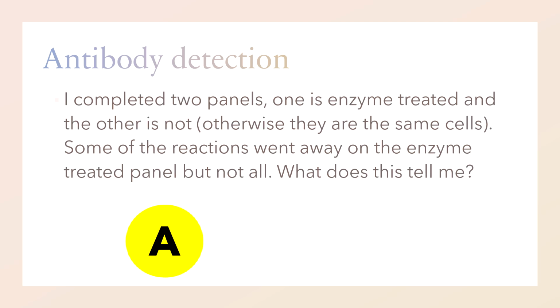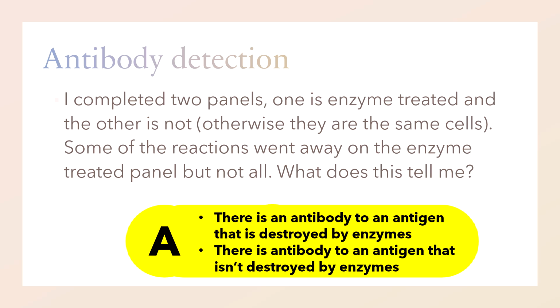I completed 2 panels. One is enzyme treated and the other is not. Otherwise, they're the same cells. Some of the reactions went away on the enzyme treated panel, but not all. What does this tell me? There is an antibody to an antigen that is destroyed by enzymes, and there is an antibody to an antigen that isn't destroyed by enzymes.